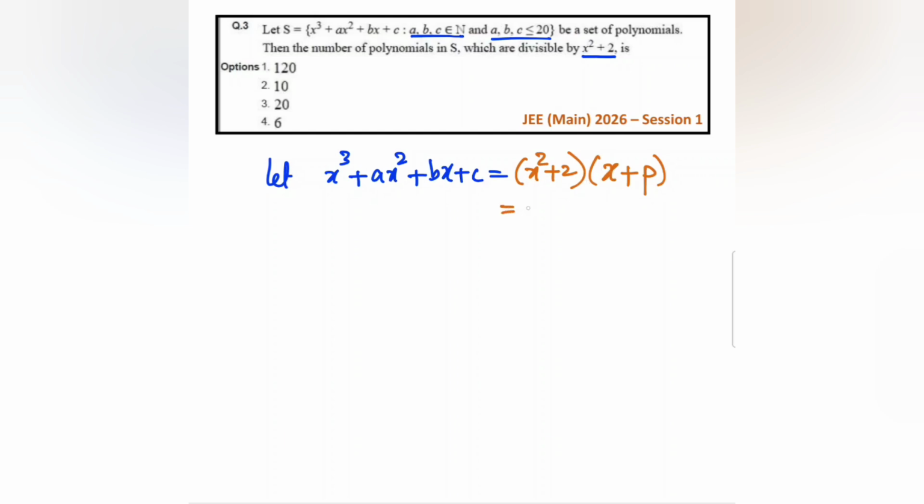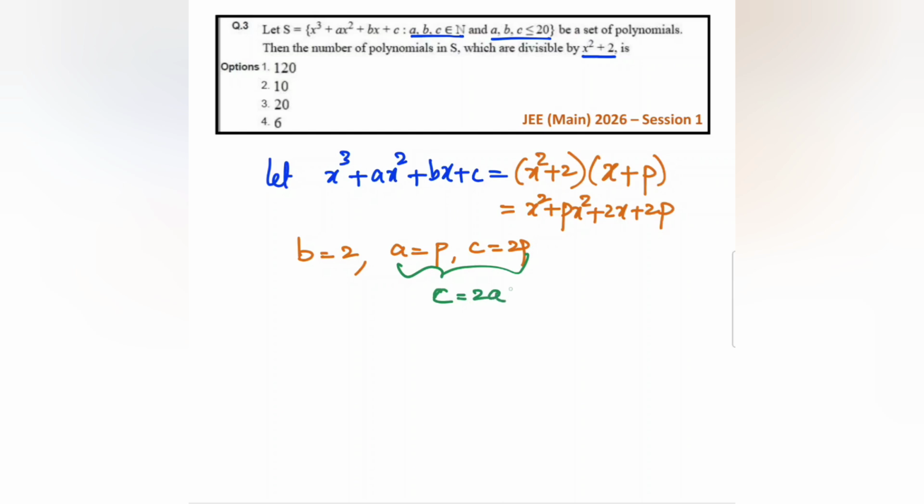So here what this gives is x square plus px square plus 2x plus 2p. So comparing these two, finally we will be getting b as 2 and a as p and c as 2p. So from these two I can say that a, if I substitute here, c becomes 2a. So what we are getting is b becomes 2 and c is equal to 2a. So this is the condition.